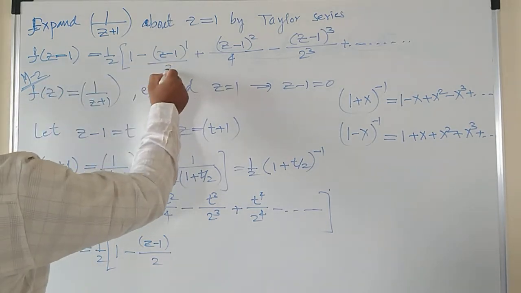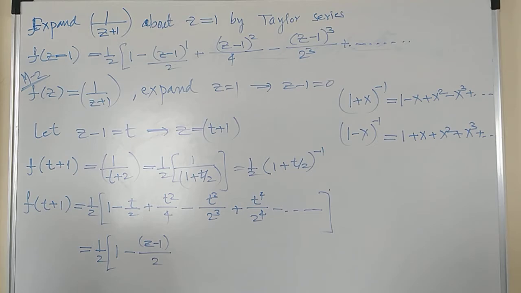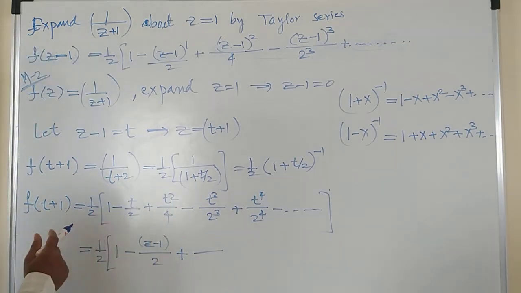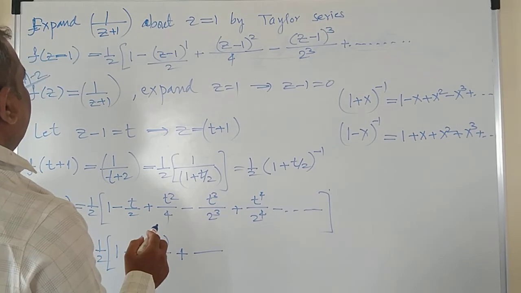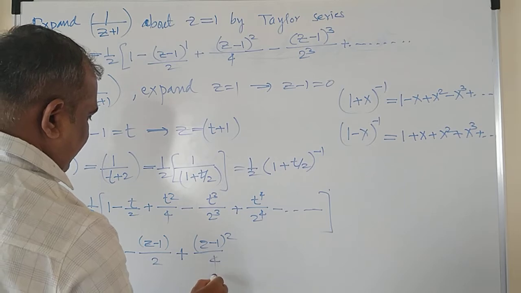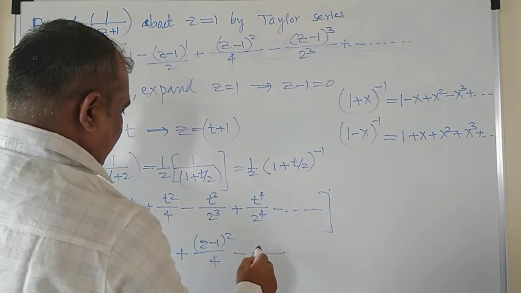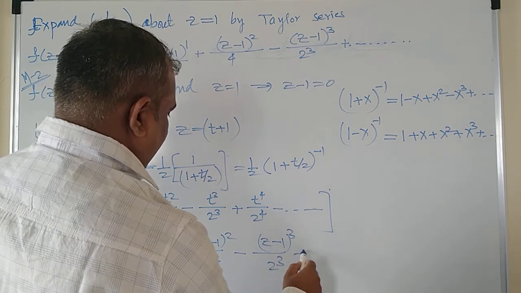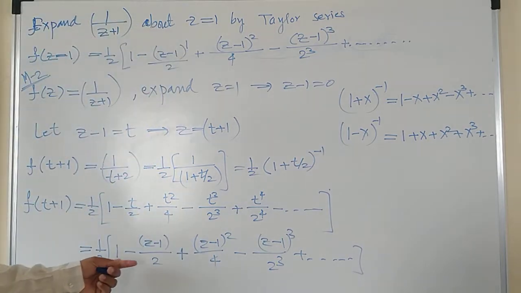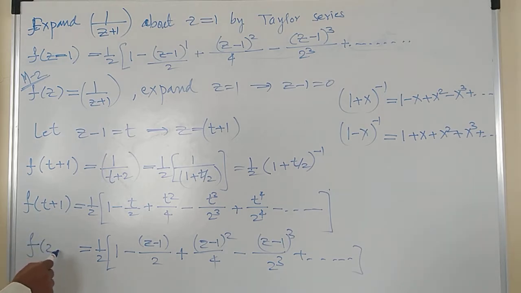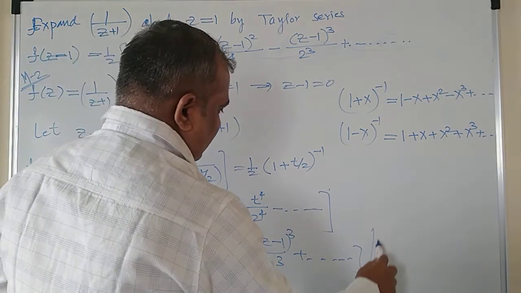Yes, here we are having a 2. By mistake I may have forgotten. So this is 2 plus t square, that means (z minus 1) whole square by 4 minus t cube (z minus 1) whole cube by 2 cube plus dot dot dot, right? And if you compare this and the earlier answer, you will get the same answer. So f of z is equal to this.